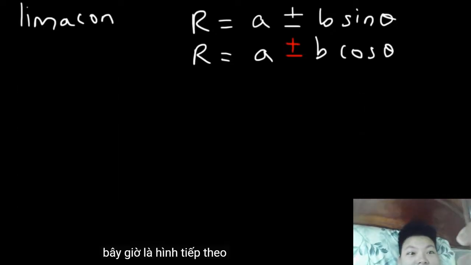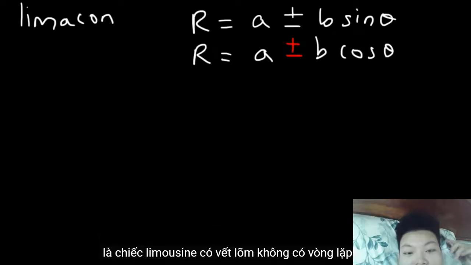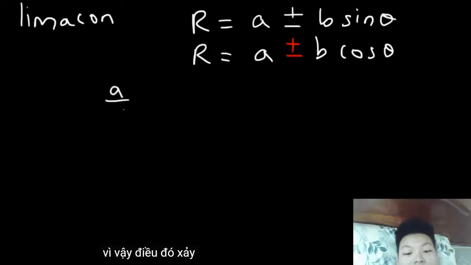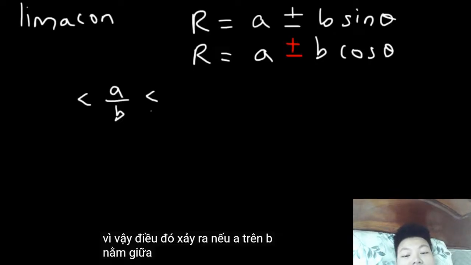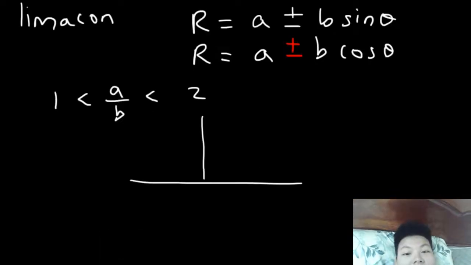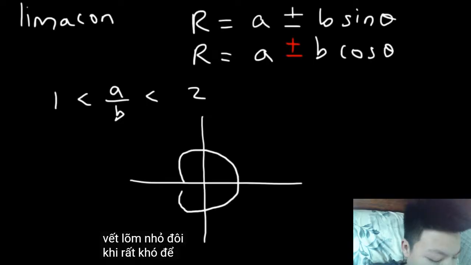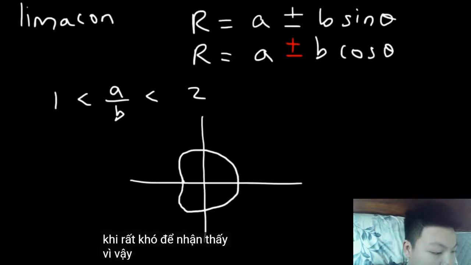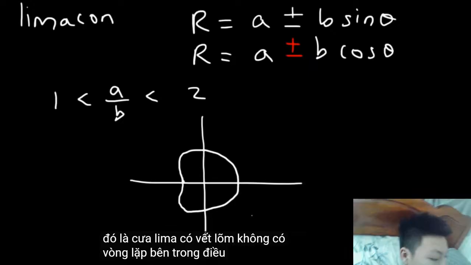Now the next one is the dimpled limaçon with no inner loop. So that occurs if a over b is between 1 and 2. So let's start with the x-axis. It's a small dimple. Sometimes it's hard to notice. So that's the dimpled limaçon with no inner loop.